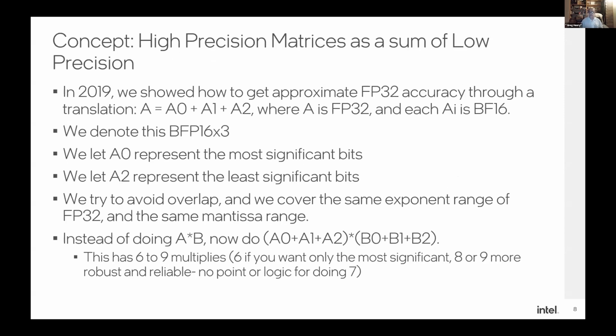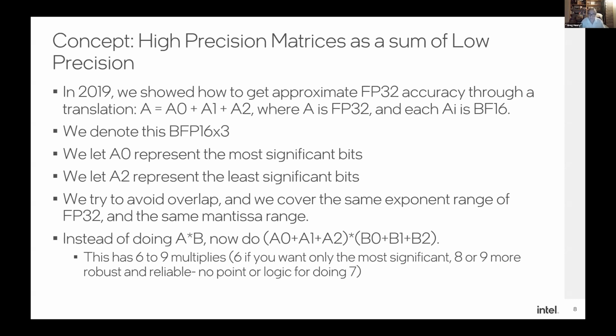And you can do the same thing with matrices as well. So in 2019, we did this with FP32. We went ahead and we wrote an FP32 matrix as a sum of BFloat16s. And I just denote that BFloat16 times 3. And we let A0 represent the most significant bits, A2 represent the least significant bits. I'll continue using that notation. So whenever I say A0 in this talk, I mean the most significant bits. And whenever it's A10 or A5 or whatever, I'm referring to the least significant bits.